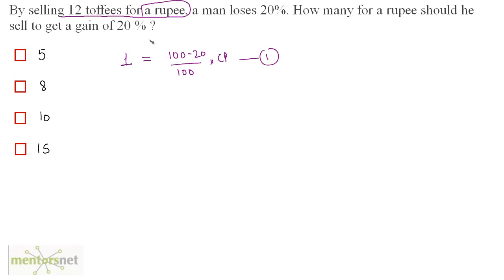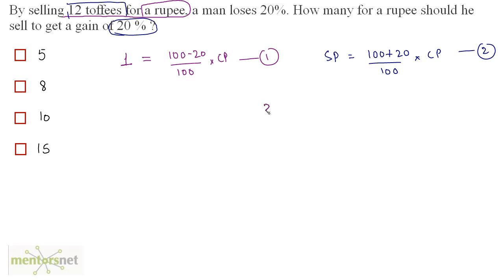Next, how many for a rupee should he sell to get a gain of 20%? Let us first find out the selling price of 12 toffees when there is a gain of 20%. So let it be SP, which is equal to 20% gain in cost price. So it is 100 plus 20% of cost price. So 100 plus 20 upon 100 times the cost price. This is equation number 2.